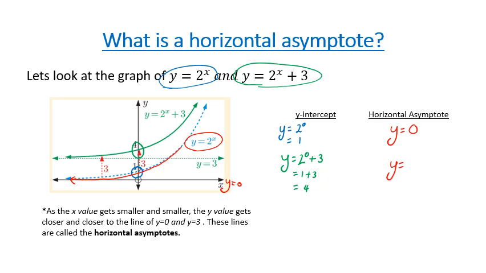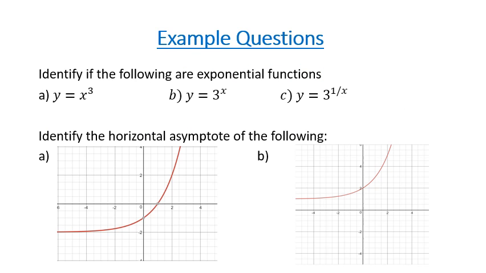And you can see if we look at y equals 2^x plus 3, that graph comes down, crosses at the 4, and gets really, really close, but never actually crosses y equals 3. So therefore, our horizontal asymptote for y equals 2^x plus 3 is y equals 3. So it's the horizontal line that the graph gets very, very close to, but never actually touches. Okay, so let's have a look at some example questions.